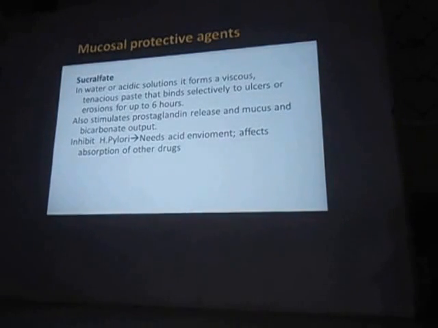Okay, and they cover this ulcer layer for at least 6 hours once they are used, and they can cause release of prostaglandin, and once prostaglandin is released, prostaglandin mediated vasodilation, more and more mucus production, all these things can be there, and they can inhibit the H. pylori action, okay, by blocking this ulcer surface.